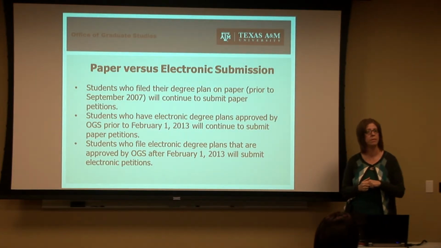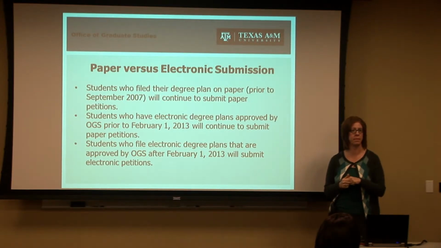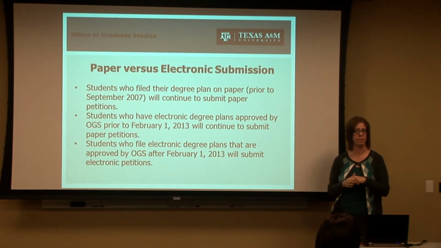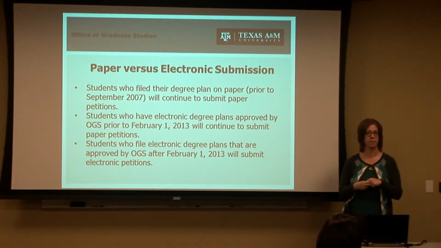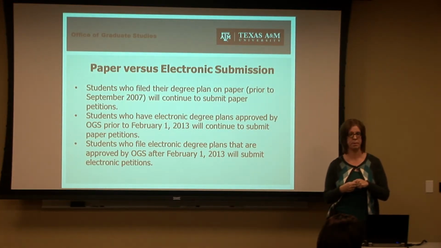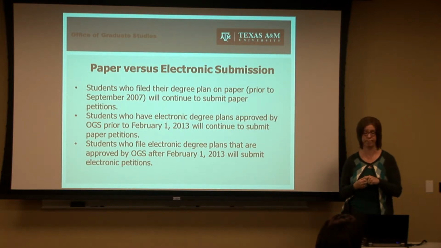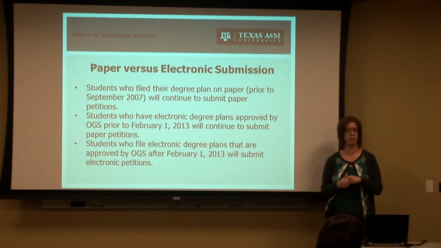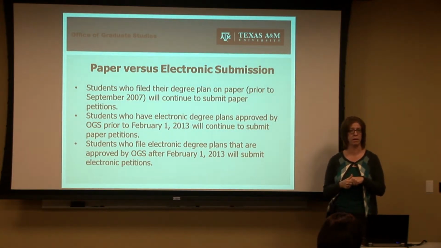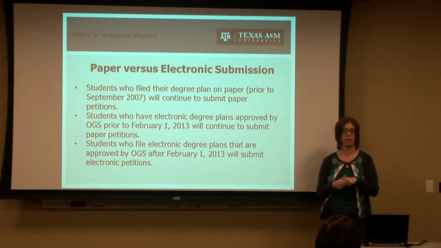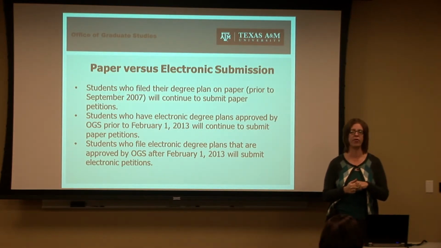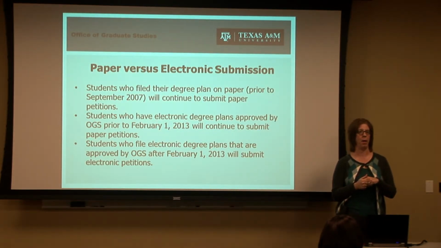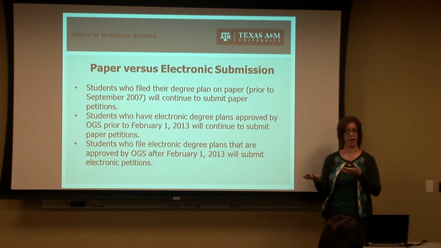So if someone entered and has a degree plan that was approved, but now they are changing their degree. So let's say they're PhD students and they are now changing to a master's. Is all of that done on paper because their original degree plan was approved? Right, no. They could actually submit an MDD to make a change electronically.